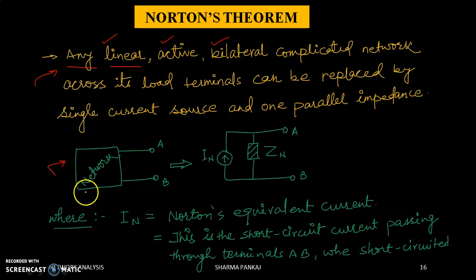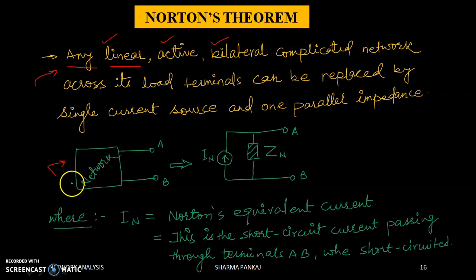Now understand clearly what Thevenin's theorem was doing for us. It was simplifying the bigger, complicated network. In the same manner, Norton's theorem is simplifying a complicated network, but that network should have linear, active, bilateral components within it. Otherwise, we will face lots of problems or will not be able to apply those theorems, either Thevenin's theorem or Norton's theorem.